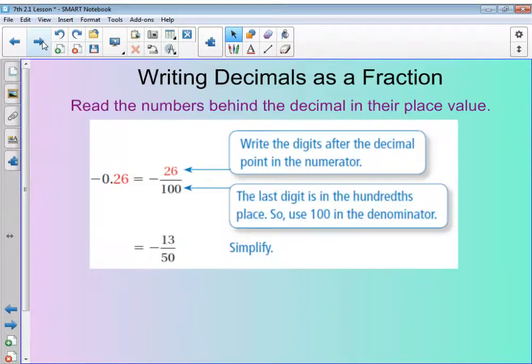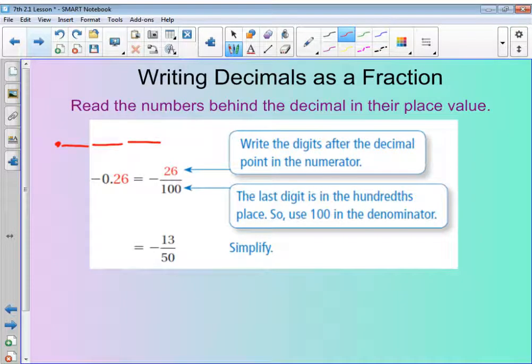So our next step is to work with the opposite, where they're going to give us the decimal, and they want us to write out the fraction. So we're going to read the numbers behind the decimal and their place value. Now I know some kids struggle with reading place value. Okay, when you work with decimal numbers, you've got your decimal, and then this first place behind it is called the tenths. Then you have the hundredths, the thousandths, the 10,000ths, and so forth.